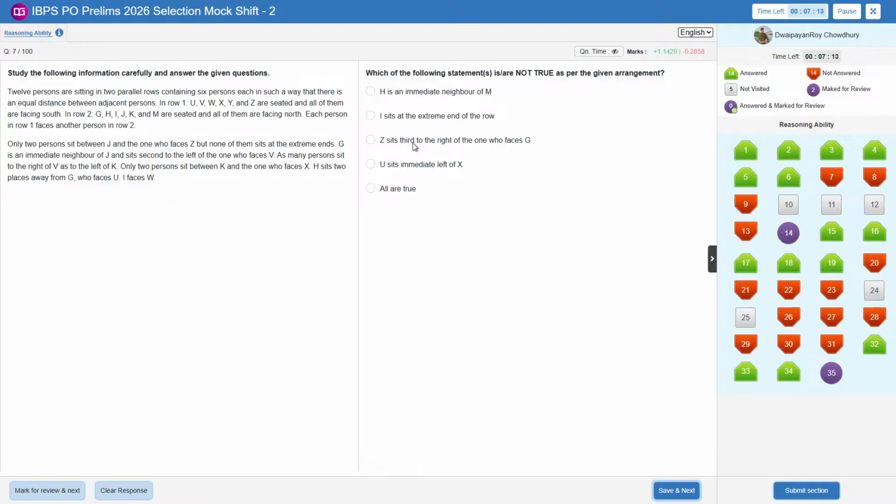Z sits third to the right of the one, third to the right, no, second to the right. U is immediate left of X. What about W with respect to the one who faces J? W is fourth to the right.